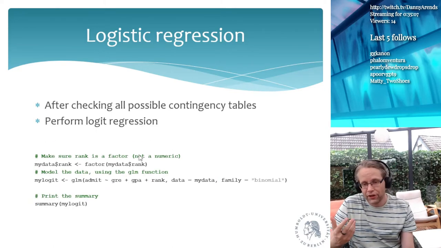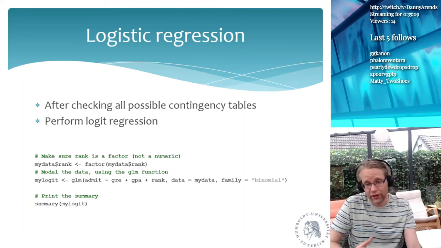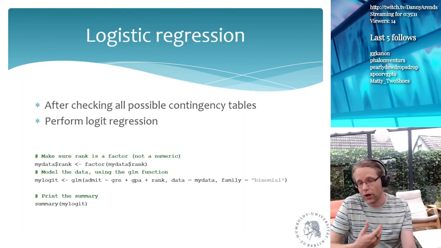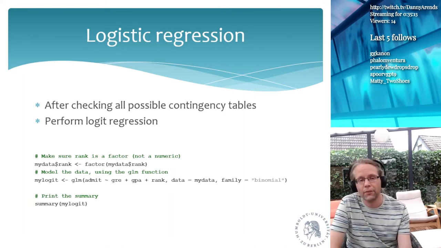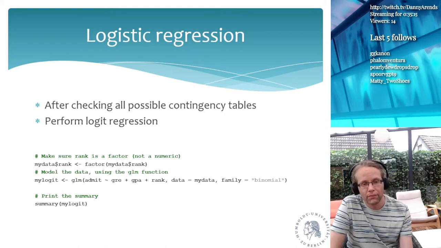All right, so after we checked all the possible contingency tables, in this case there's only one because there's only one categorical variable, then we can do logit regression.